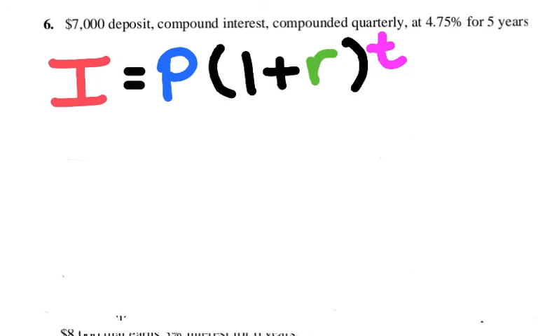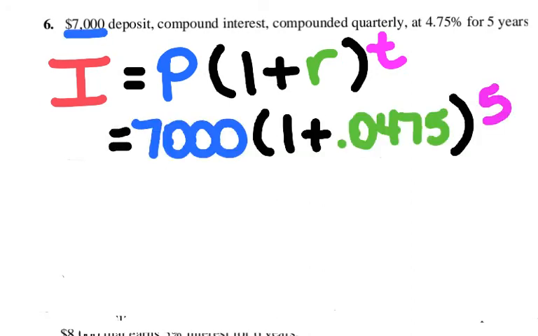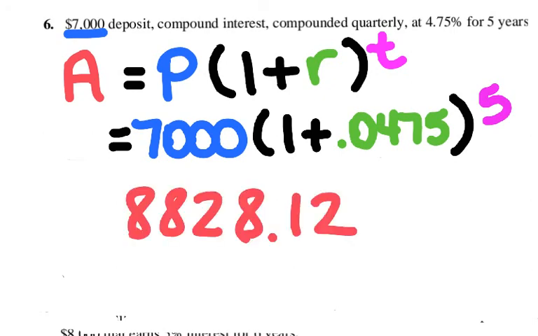Replace the variables with numbers. Go ahead and put it in the calculator. I'm sorry, I just realized this formula is wrong. It's not an I, because it's not giving you the interest. It's giving you the total amount that's in the bank. So there's an A. Alrighty, it's going to give you $8,828 and about 12 cents.